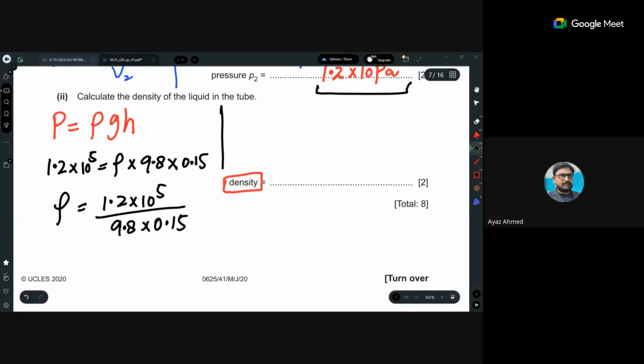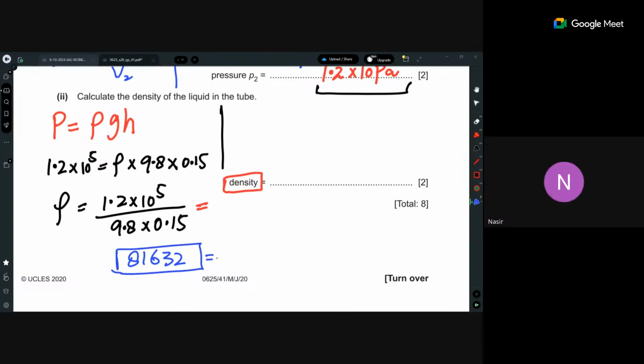So what did you get? 1.2 into 10 to the power 5 divided by 9.8 into 0.15. Okay, just a second. I got a very big value. It was like 81,632. There are decimals too, but I think this is enough. Yeah, it is enough. So you will write 8.2 into 10 raised power 4 kg per cubic meter.